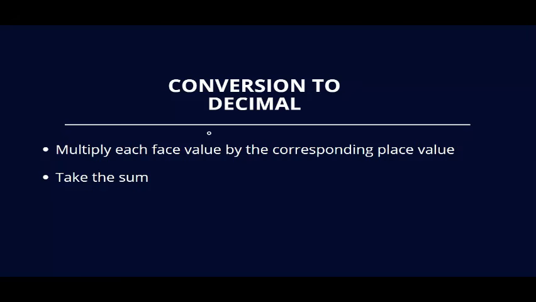For any conversion to decimal, we can generalize the algorithm like this. That is, multiply each face value by the corresponding place value and then get the sum. Here the face value means the digits. The place values are powers of 2 for binary since its base is 2. For octal, the place values are powers of 8, and for hexadecimal, the place values are powers of 16.